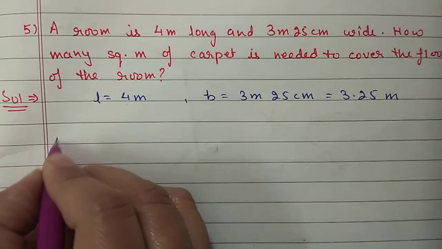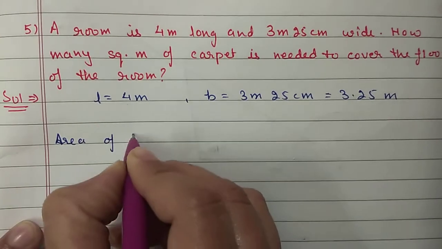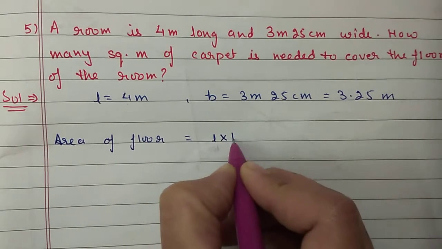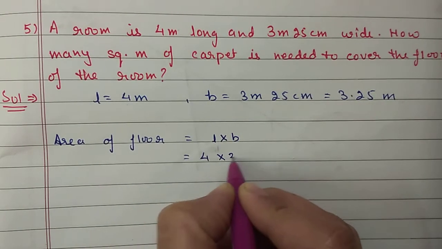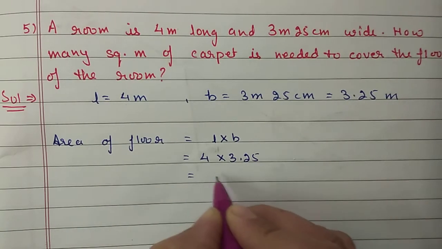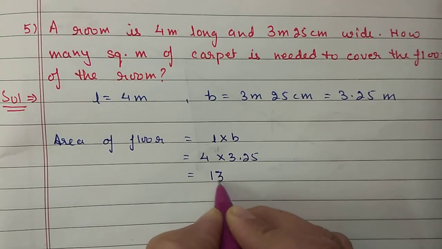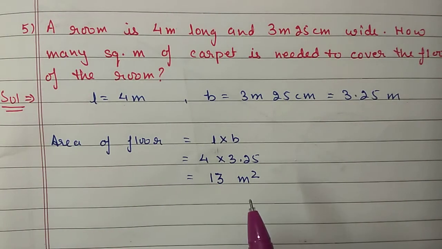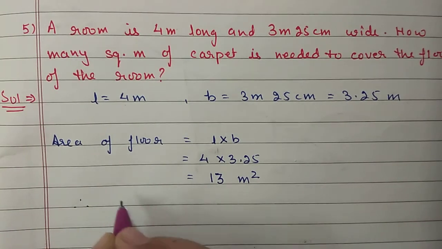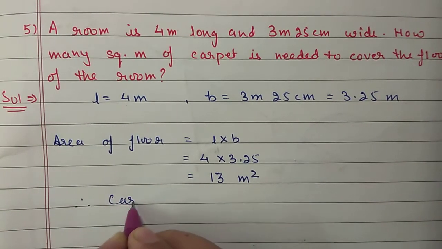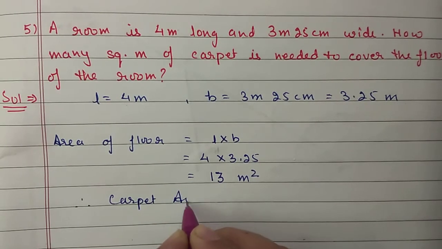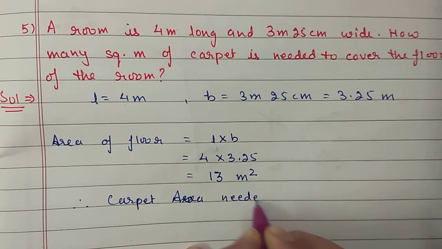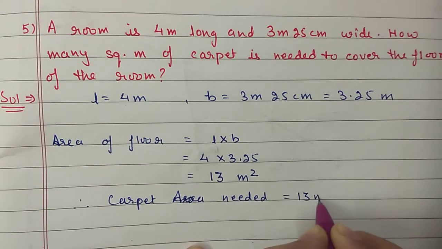Now the area of the floor is equal to, because it is in rectangle shape, L into B, 4 into 3.25. After multiplication we will get 13.00. We can write it as 13 meter square. So how much will be the area of the floor? That much carpet is needed. Therefore, the carpet required is 13 meter square.